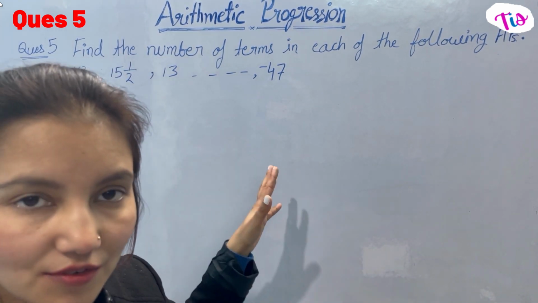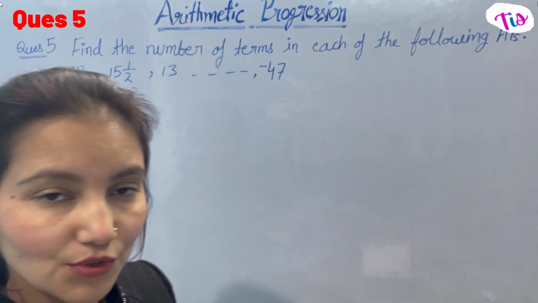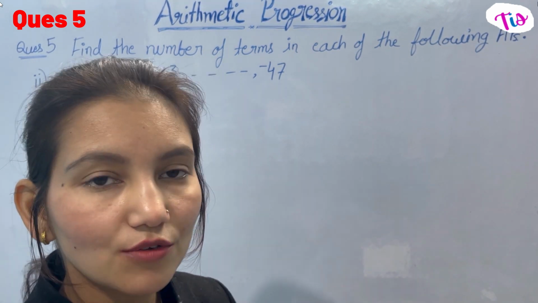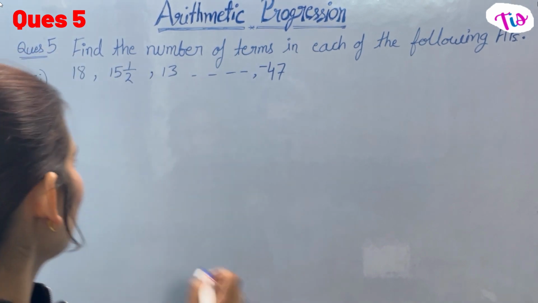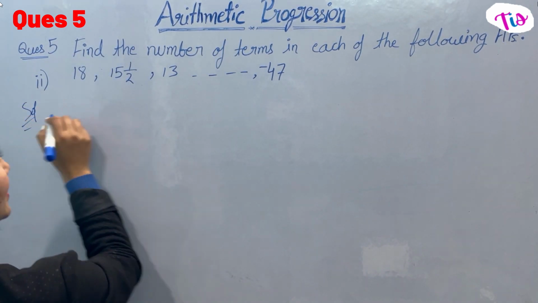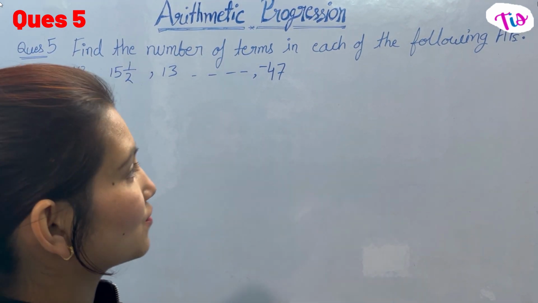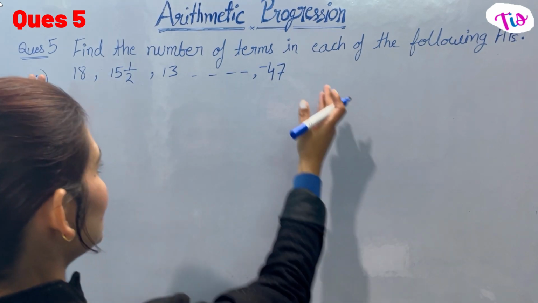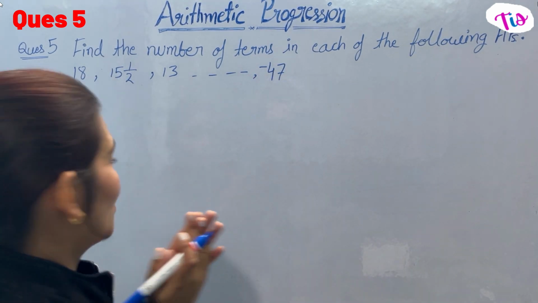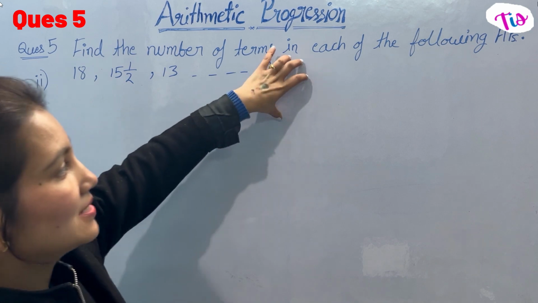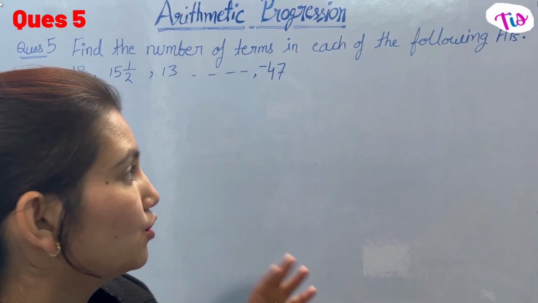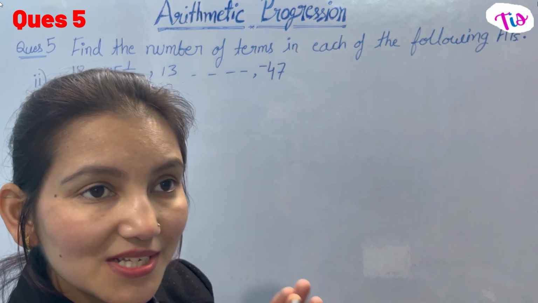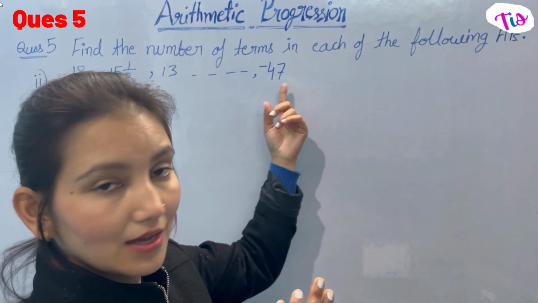Involved in it. So I'll be solving it, and once you know how to solve this one, you can easily solve part 1 of it. Okay, so this is what they're asking. You find the number of terms in each of the following APs. You need to find out how many terms this AP has. The first term is 18, the last term here is minus 47. You need to find out how many terms there are. What is the value of n here?